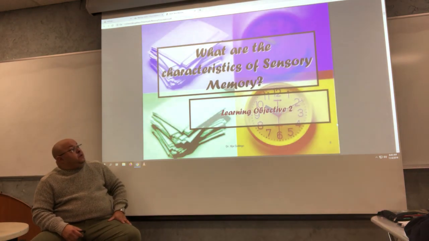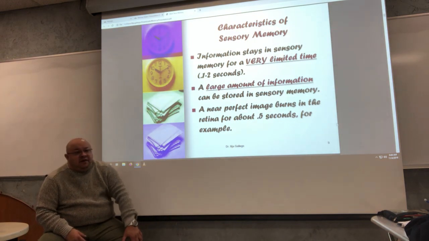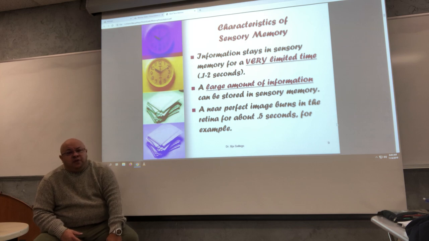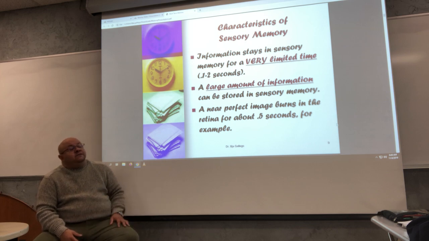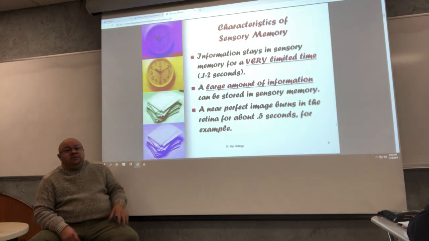So what are the characteristics? The characteristics are that it has a very limited, what we call, duration, which means how long the information will be in there. Very limited, anywhere from a point, so in other words, 0.1, or in other words, a tenth of a second, all the way up to 2 seconds, which is for hearing. And a large amount of information can be stored in sensory memory. It's a near perfect image or a near perfect sound.